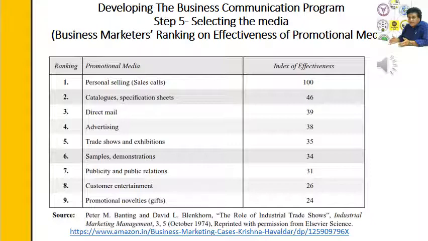Okay. So trade shows and exhibitions, their index of effectiveness is 35. Demonstration and sample 34. Publicity and public relation 31. Customer entertainment 26, and promotional novelties, which means gifts, is at 24. So you will find that personal selling is the most effective of all the promotional media.